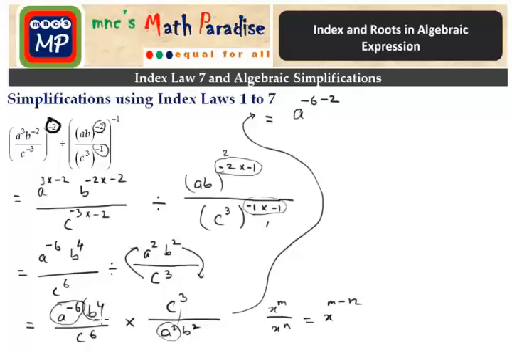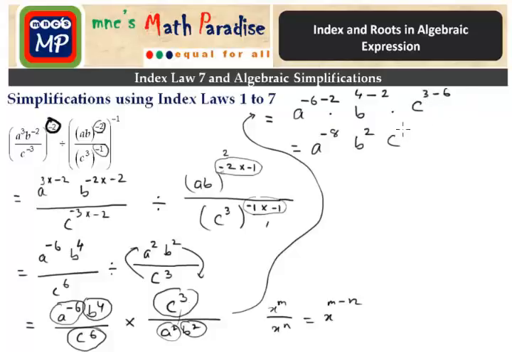Similarly, here we got b to the power 4 and b to the power 2. So it will be division b to the power 4 and b to the power 2. So numerator power 4 minus denominator power 2, so 2. They are multiplied. So now c to the power 3 and c to the power 6. So it will be c to the power 3, numerator power minus denominator power 6. So simply we will get a to the power minus 6 minus 2 is minus 8, b to the power 4 minus 2 is 2, c to the power 3 minus 6 is minus 3.